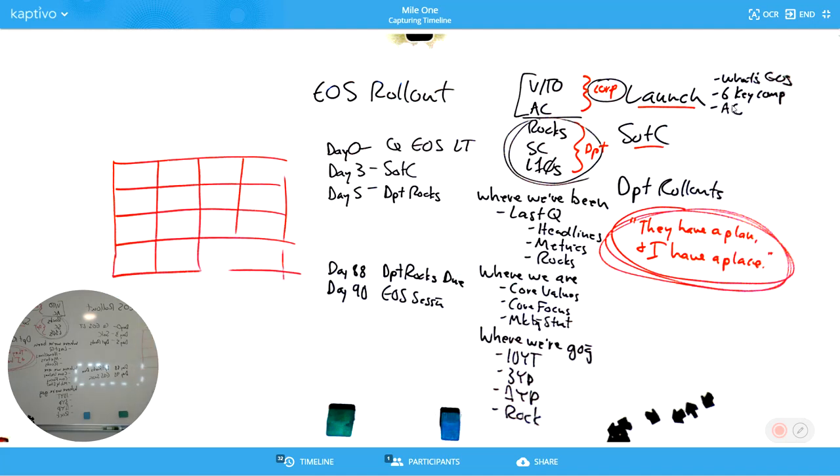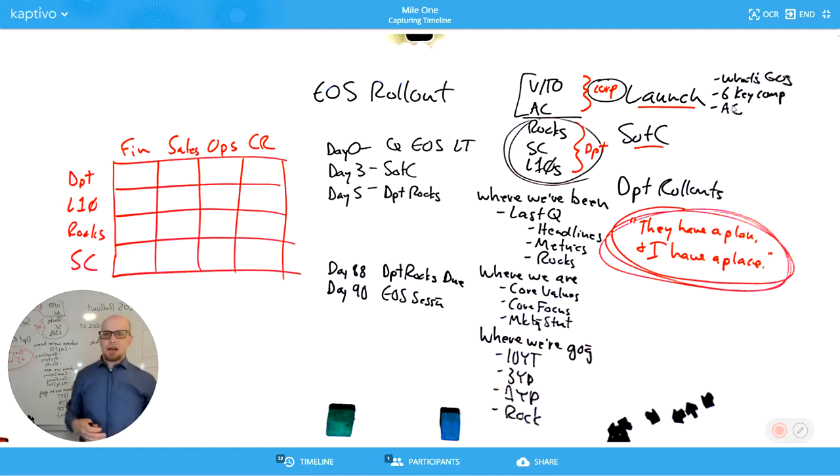So we've got the departments here. We've got level 10s. So this is the department. We got level 10s. We got rocks. We got scorecards. And let's just say this is the finance team and the sales team and the ops team and the commercial real estate team or whatever. So we're going to graph it out like this and then talk through this rollout and then decide which teams are ready for which pieces of this rollout.